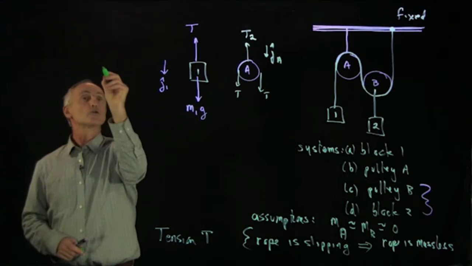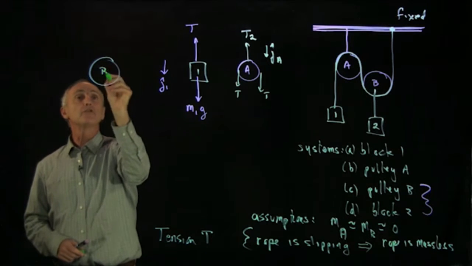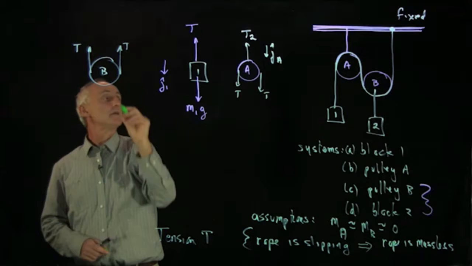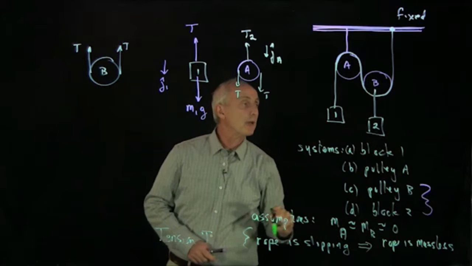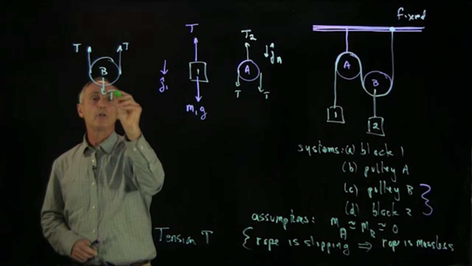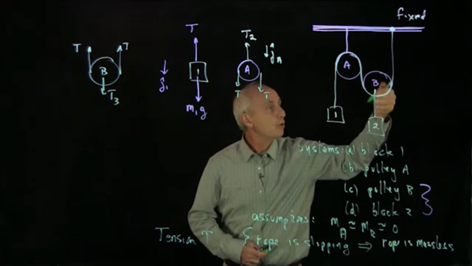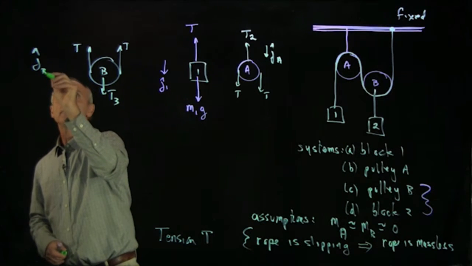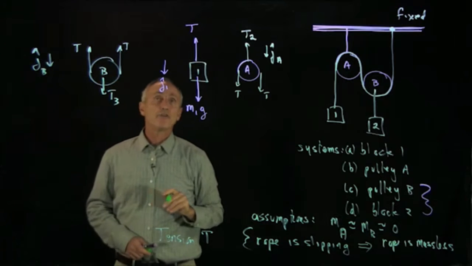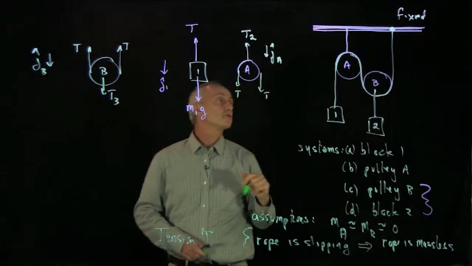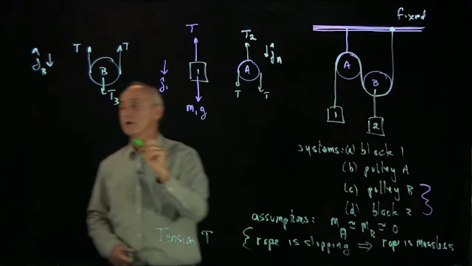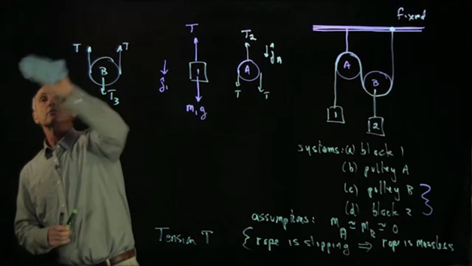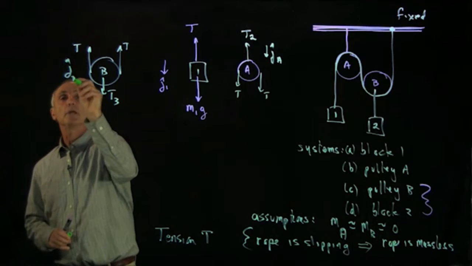For object 2, let's do pulley B first. Now, what are the forces on pulley B? I have strings on both sides, T. Pulley B is massless, so I'm not putting a gravitational force. And this string is pulling B downwards, so that's T3. And again, we'll write j hat B downwards. And finally, I have block 2. So I'll draw that over here. In fact, let's save a little space here. We'll have j hat B downwards.